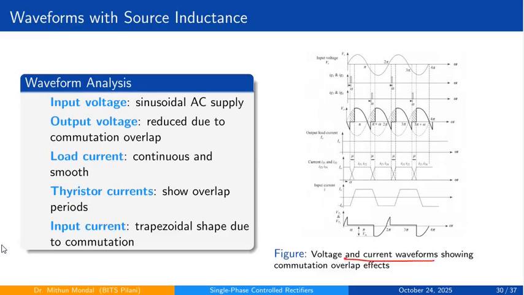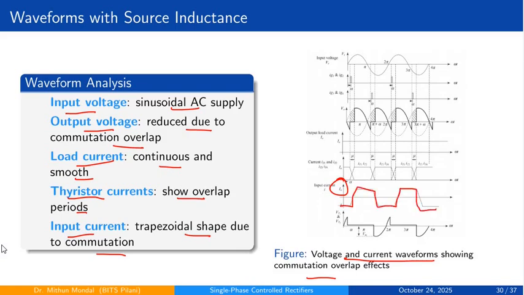This is the voltage and current waveform during the commutation overlap effects. The input voltage is sinusoidal in nature, which is the AC supply. The output voltage will be reduced during the commutation overlap. The load current will be continuous and smooth, and the thyristor current will show the overlap period. The input current will be trapezoidal in shape due to the commutation. Here you can see the input current in the form of a trapezoid.